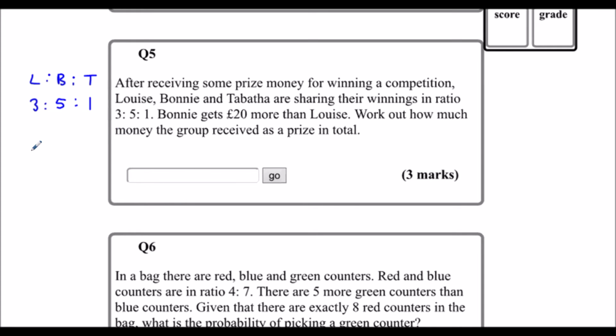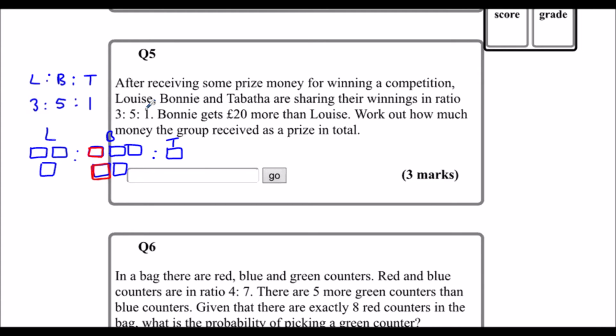So I've got 3 parts for Louise, 5 parts for Bonnie, and 1 part for Tabitha. And Bonnie gets 20 more than Louise. So Louise got 3 parts, Bonnie got 5 parts. So Bonnie got 2 more boxes than Louise. So this is what Bonnie got more than Louise, and it is £20.